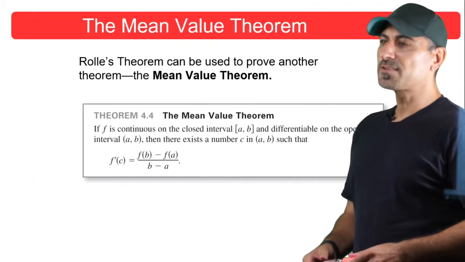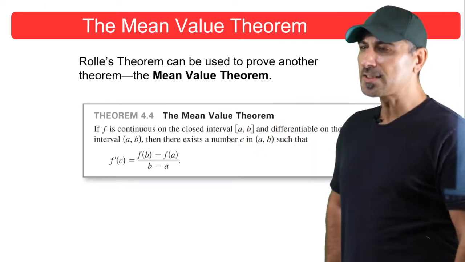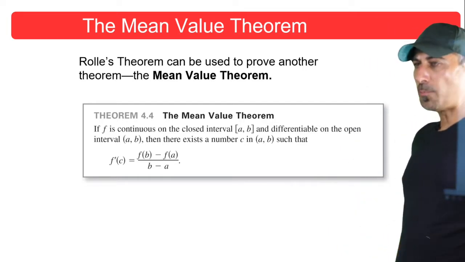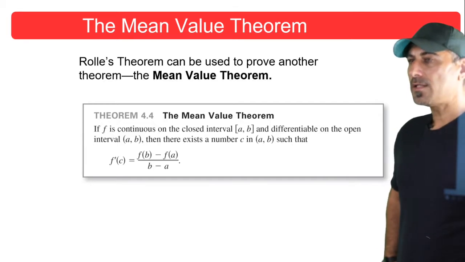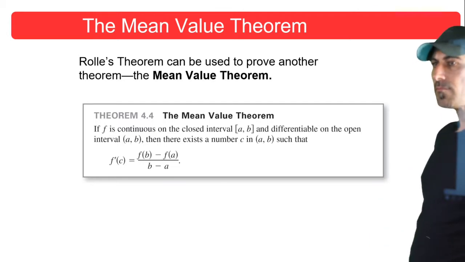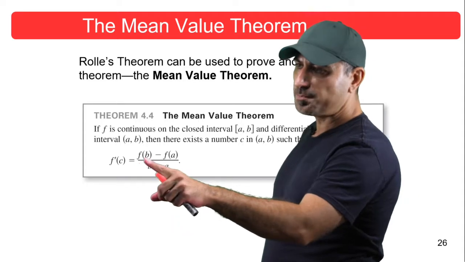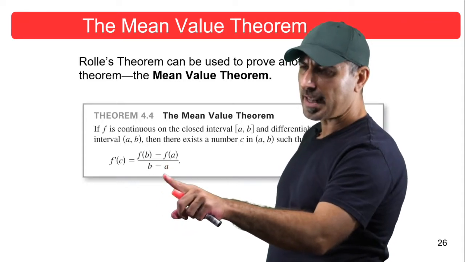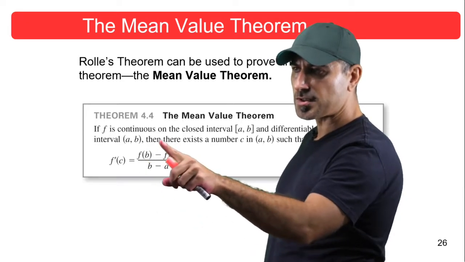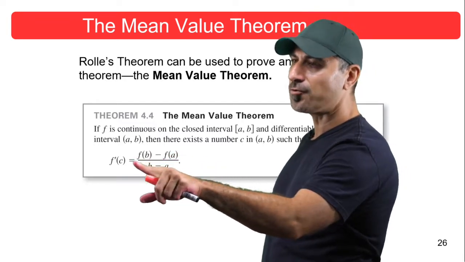Here is the description of the mean value theorem. So let's just read it out. We have a continuous f on the closed interval a and b, and differentiable on the open interval a and b. And the mean value theorem guarantees the existence of a number c in between the endpoints such that f of b minus f of a divided by b minus a. Well, we recognize this from somewhere. In fact, this is the slope of the secant line connecting the points f of a and f of b.